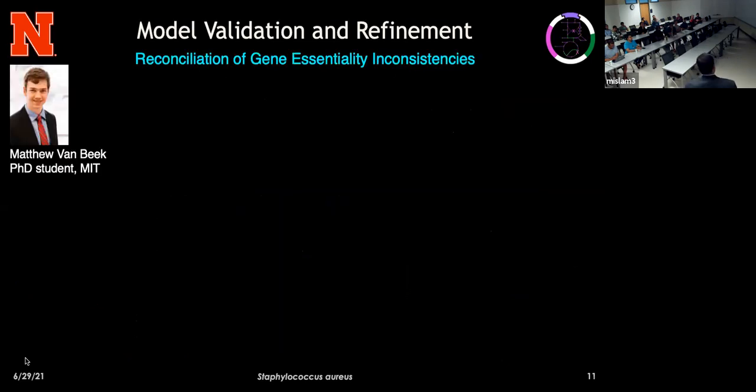The other type of refinements that we did was reconciliation of gene essentiality prediction between the model and the experimentally observed essential genes. Now, Matt was a very talented undergrad who worked with me in this project, and he is now at MIT as a PhD student.